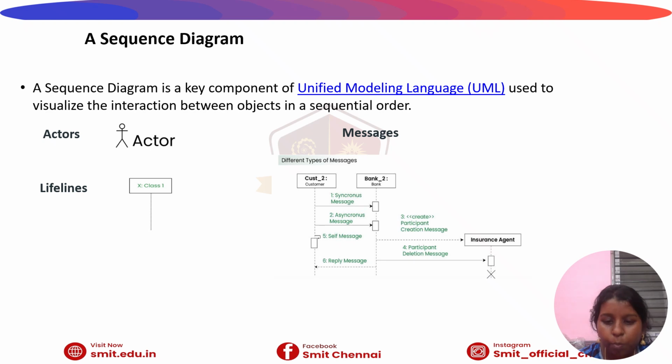Create message is used to provide a participant alert, like an alert message. Next is the delete message. If the communication between the two is not needed and not important, then we can delete these types of messages. Next is the reply message. If one object questions another object, it provides the answer through reply messages.